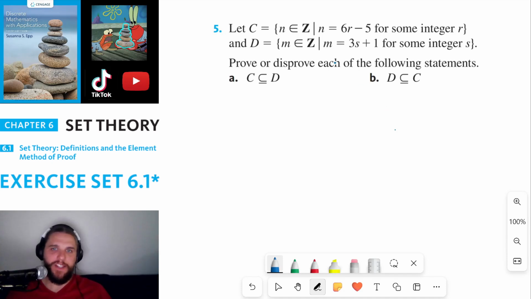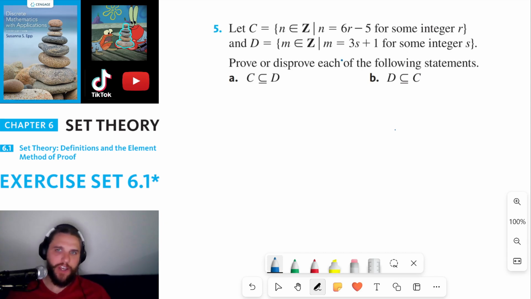Let C be the set of all integers n such that n is equal to 6r minus 5 for some integer r, and let D equal all of the integers m such that m equals 3s plus 1 for some integer s. Prove or disprove each of the following statements. Part A, C is a subset of D.